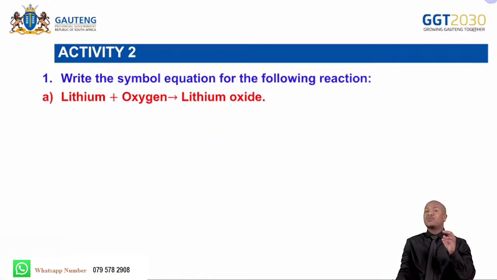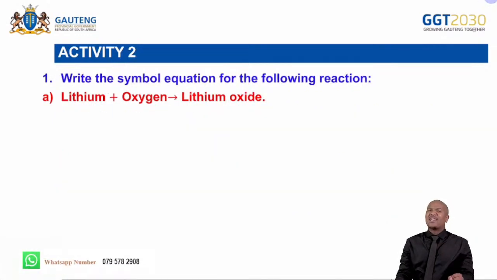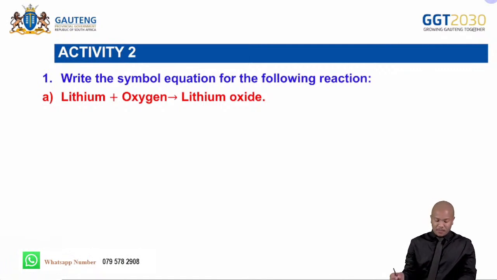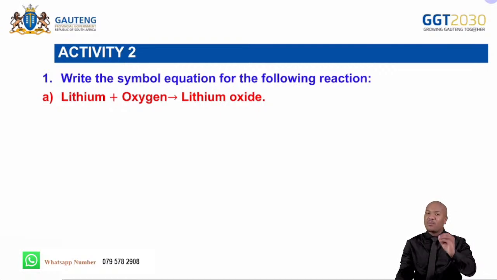So now let's move on to activity 2. This one is going to take only a minute. Let me read the question first, right? Write the symbol equation for the following reaction. The reaction is lithium plus oxygen forming lithium oxide. So you simply have to write a symbol equation for it. After 1 minute, we'll meet again.